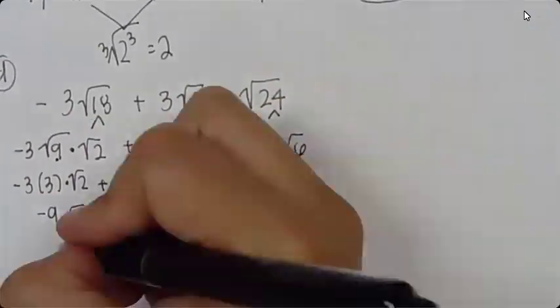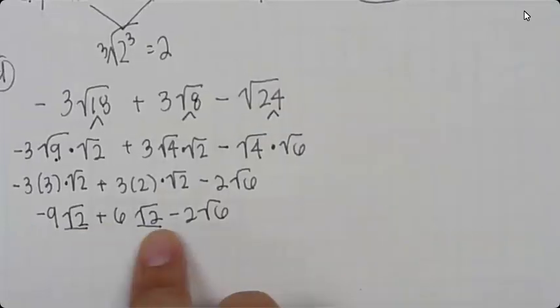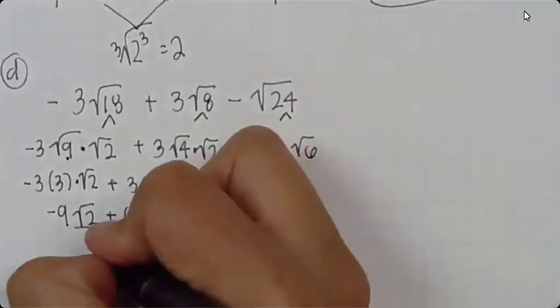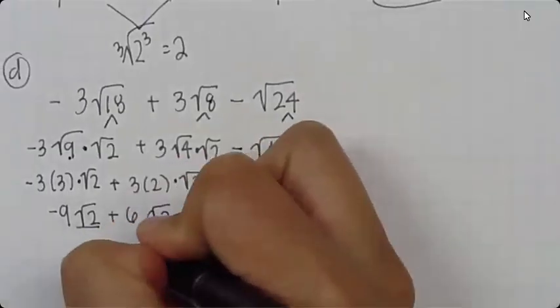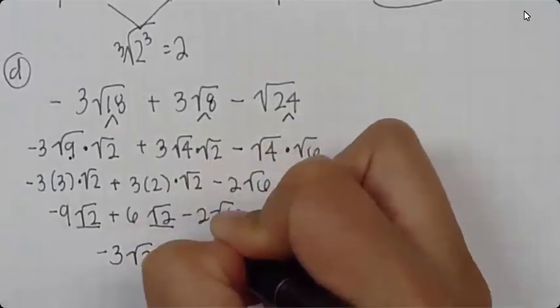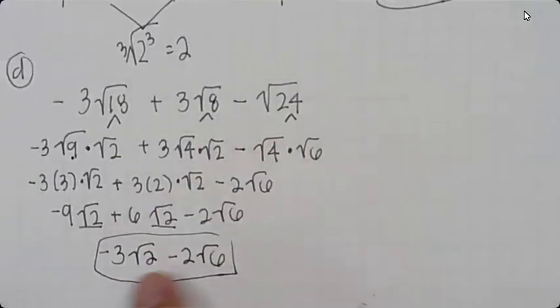I can add these two because they share the same radical. They're both square root of 2. So I can treat it like an x, like a polynomial, like a letter basically. So if I have -9 plus 6, I actually have -3 square root of 2 minus 2 square root of 6. And that's my final answer. I cannot simplify because these two are now two different bases inside the radical.